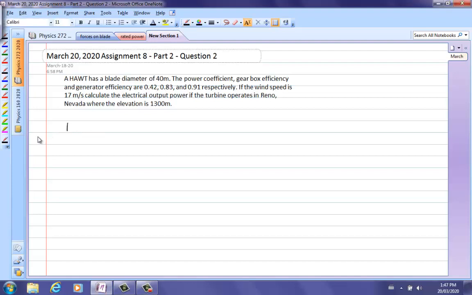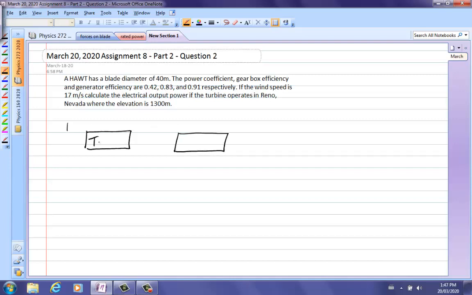Okay, this is a question from your assignment 8, part 2, question 2, and it talks about the power coefficient, gearbox efficiency, and generator efficiency for a horizontal axis wind turbine. I just want to clarify what all those things are. So if we have, let's make boxes for each of these components.